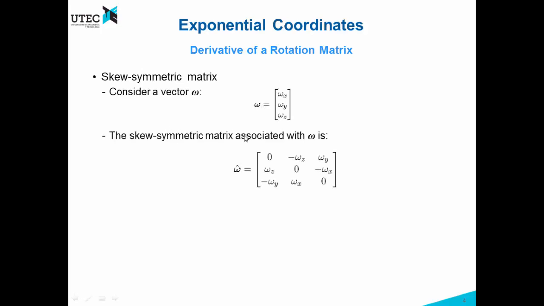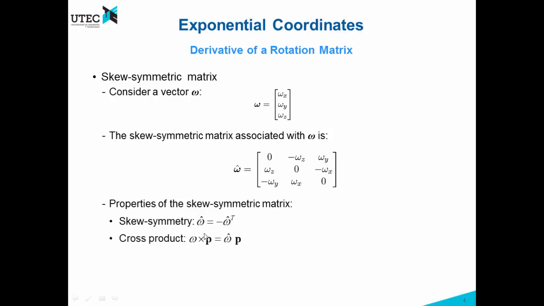Now this omega hat is a skew-symmetric matrix. Consider a vector omega, which will be the angular velocity. The skew-symmetric matrix associated with this vector is this one, and by definition it's this matrix. The properties of a skew-symmetric matrix are the following. The first one is of course skew-symmetry, which says that the negative of the transpose is equal to the same matrix. And the second property is the cross product.